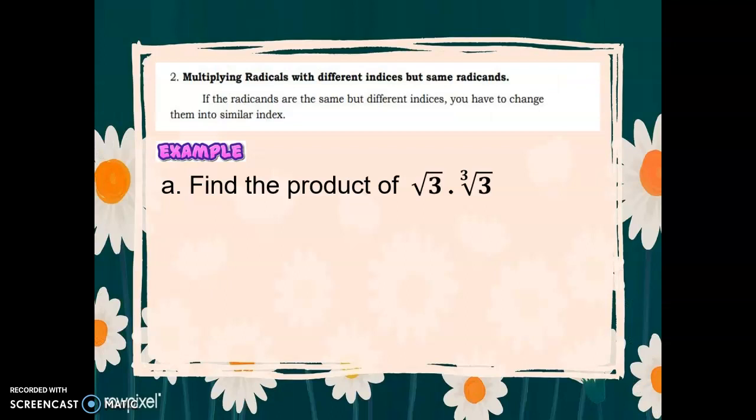Last part. Multiplying radicals with different indices. Ibig sabihin, magkaiba yung index ng ating radicals. First example natin, product daw ni square root of 3 and the cube root of 3. Since magkaiba ang index, 3 at saka ito ay 2.